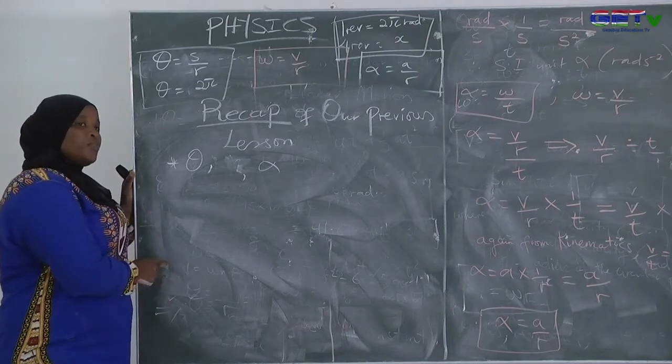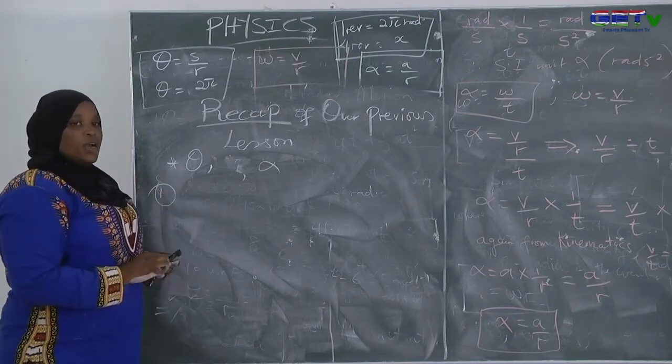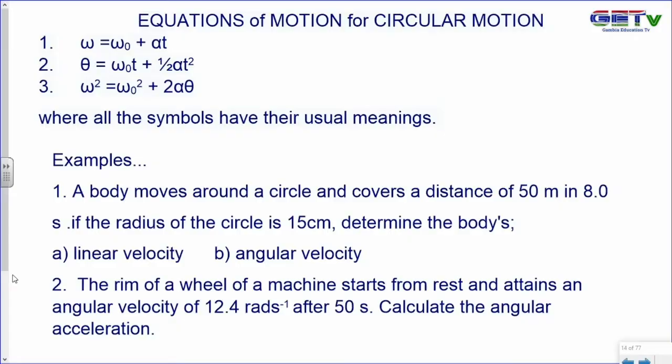Is that understood? Good. The problem we have on the board reads: a body moves around a circle and covers a distance of 50 meters in 8 seconds. If the radius of the circle is 15 centimeters, determine the body's A, linear velocity, and B, angular velocity. Now, if you look at it, we related V and omega R's. V is omega R. That is what we did last time when we met.